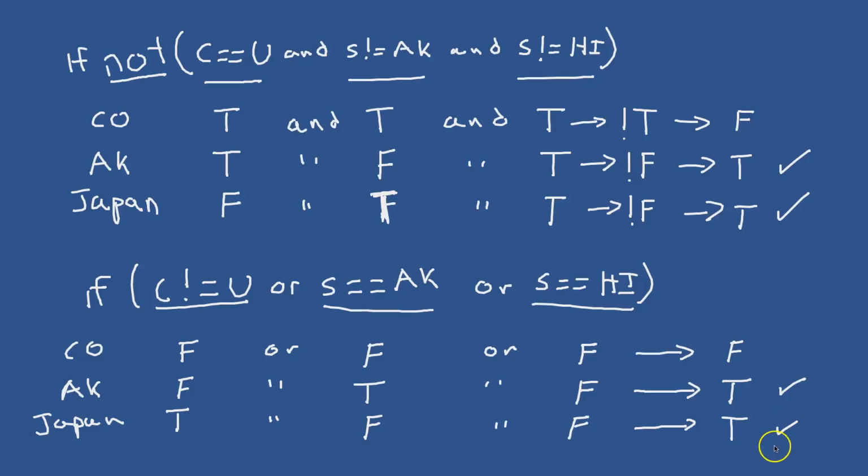I hope this helps you understand test cases and DeMorgan's law and how to do some hand tracing to help you with complex Boolean expressions before you implement them in code.